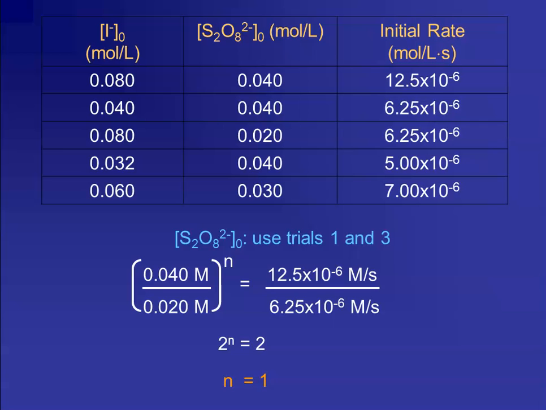I promise your orders will not always be 1. They could be 0. It could have no impact on the rate. The rate would not change. It could be 2. It could also be a fraction. So don't just get married to whole numbers for these orders. We really have to explore how they are impacting the reaction's rate.